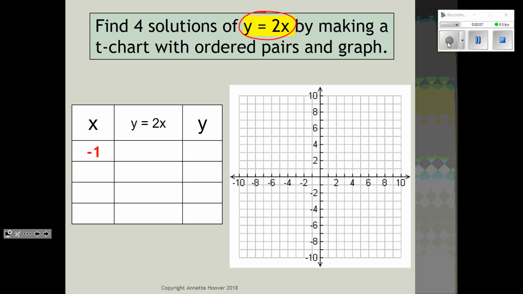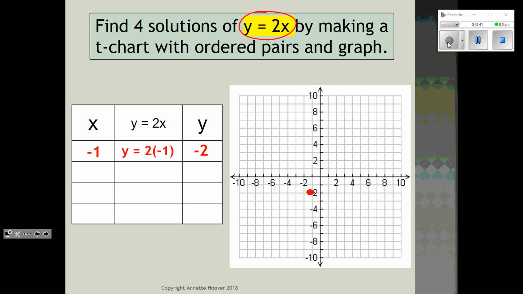So if we were to plug in -1, here's our equation. We're going to plug that in. So y is going to equal 2 times -1. All we did was plug it in. So what does y equal? -2. What that did was create an ordered pair. Our ordered pair is -1, -2, and we can go to our graph and graph -1, -2. Now we're going to do the same thing until we have a number of ordered pairs on there that we can draw a straight line with.